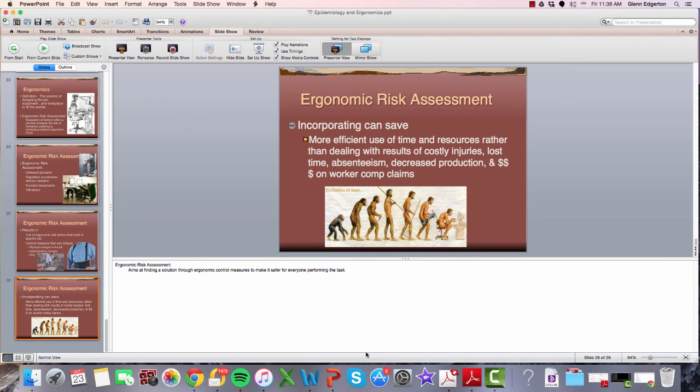So it's always better to try and prevent injury than to deal with what happens when the injuries happen. It's a lot better for us to use our time and resources to prevent injury than to deal with the lost time that goes with injury, the absenteeism, the decreased production, the money that's spent on worker compensation claims. If we can prevent the injury from happening in the first place, then we're going to be better off in the long run. So you may have to spend money up front to do an ergonomic risk assessment, or in athletics, doing a pre-participation exam. You may have to take the time to do that, but if that's going to lead to decreased injuries, then you're going to be better off in the long run.